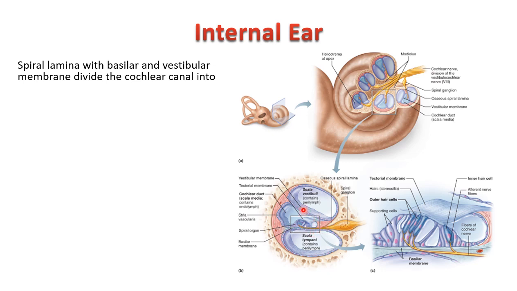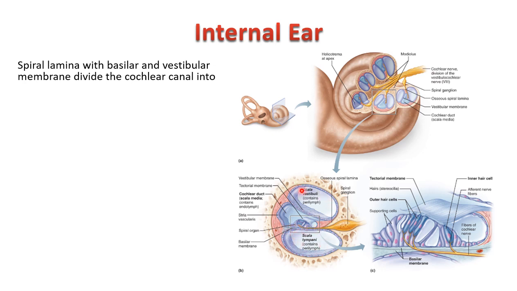From here, one membrane, the vestibular membrane, goes and touches the outer lamina. The one more membrane you are able to see is actually the basal membrane. So one is the vestibular membrane and one is the basal membrane. So the cochlear canal is actually divided by the spiral lamina, which comes up to the halfway, and then what is attached is the basal membrane.